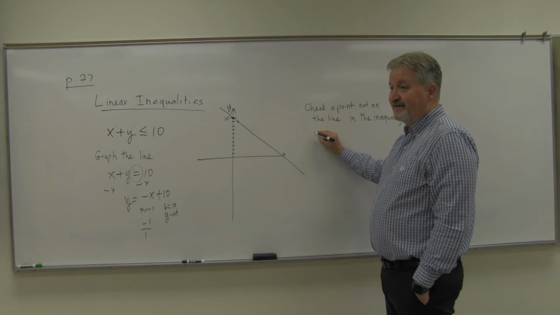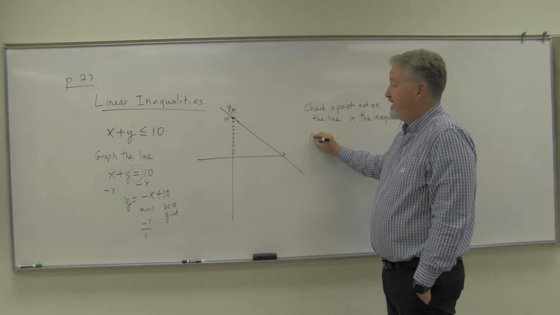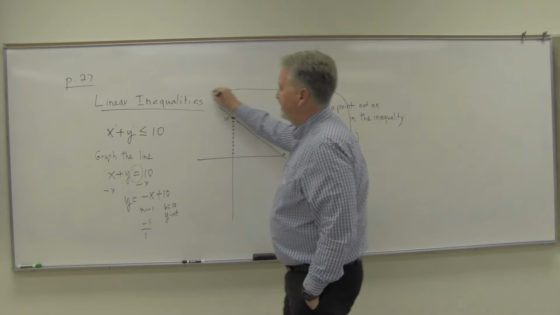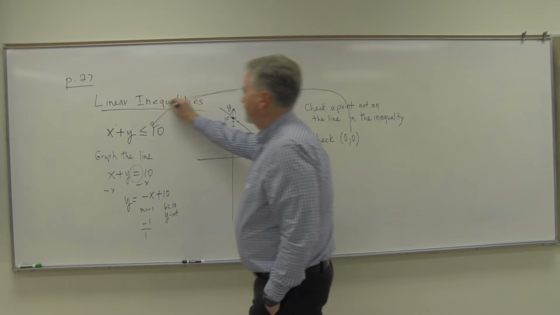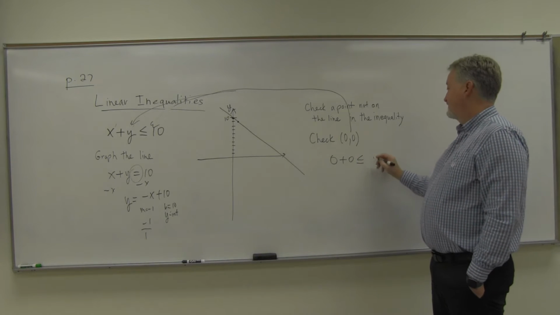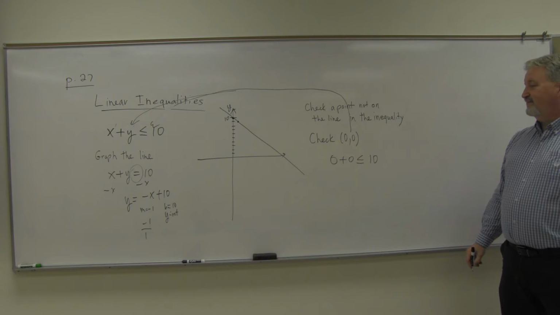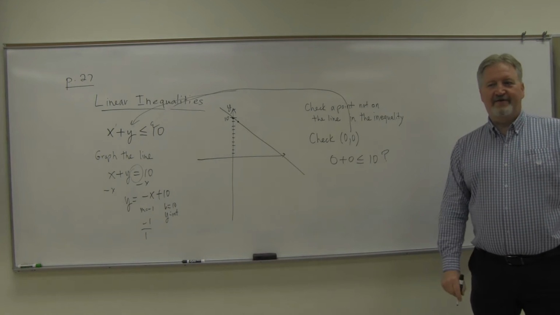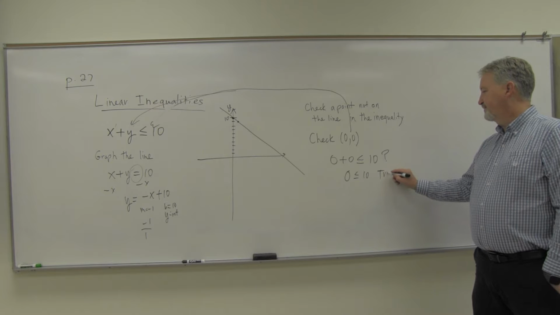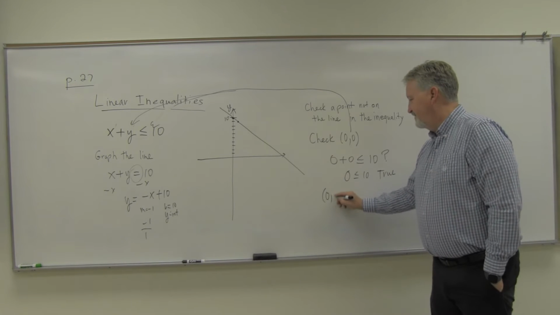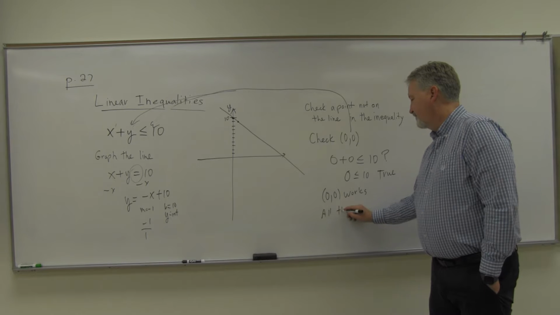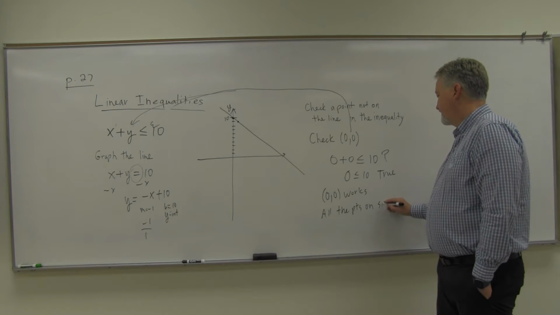Usually the best one to check is 0, 0, as long as it's not on the line. Check it in the inequality here. Of course the x and y go there, so you've got 0 plus 0. Why 0, 0 is nice is that it zeroes out the x and the y term. So what you're looking at is whether that's true. Are we true there? Yeah. 0 is less than or equal to 10. That's true. So what does that mean? 0, 0 works. But that also means all the points on the same side of 0, 0 work also.